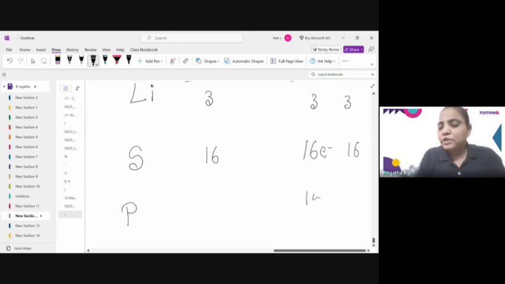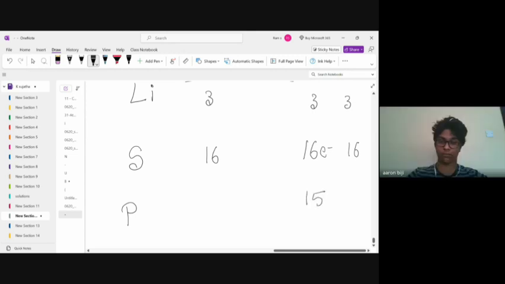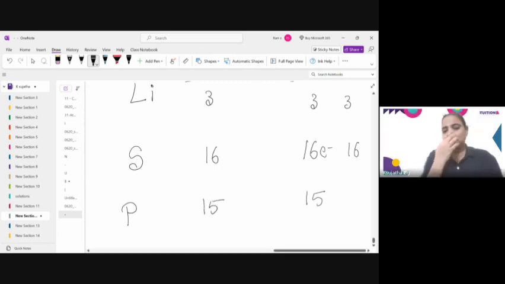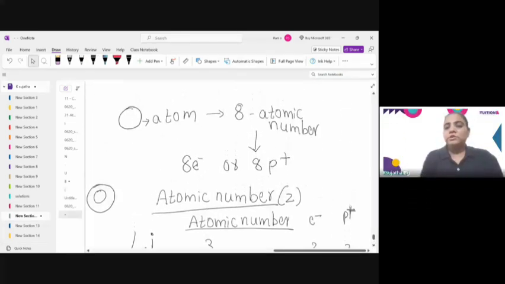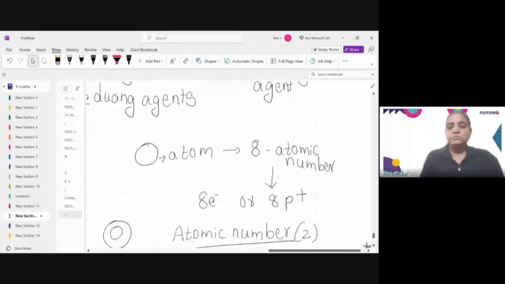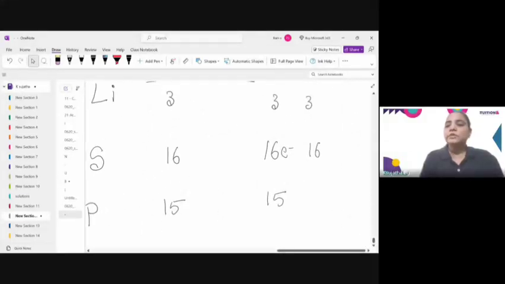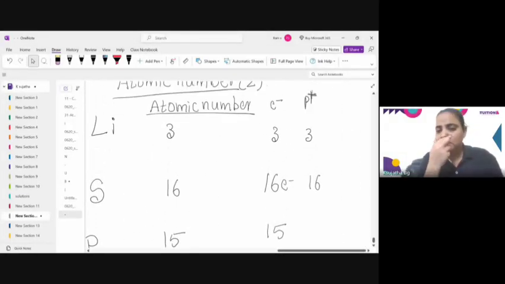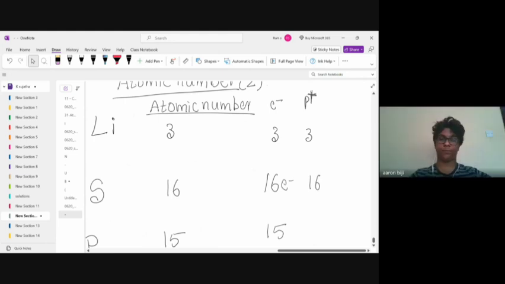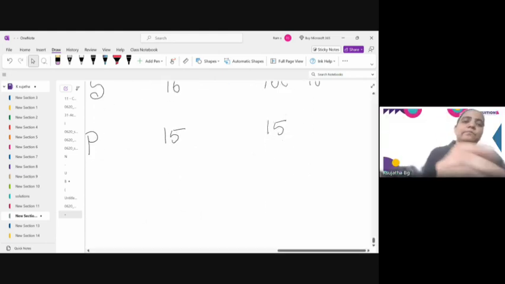If I say phosphorus, I mentioned 15 electrons. So I'm asking you, what is its atomic number? 15. 15 is the atomic number. Right. Now you understood. So based on its atomic number, we can predict whether an atom is losing an electron or gaining an electron. Yes, ma'am.